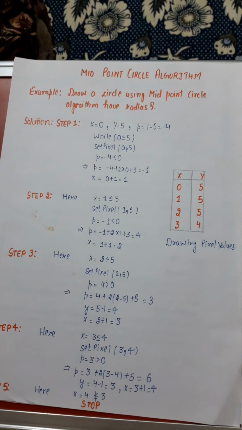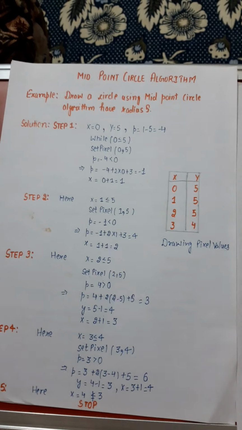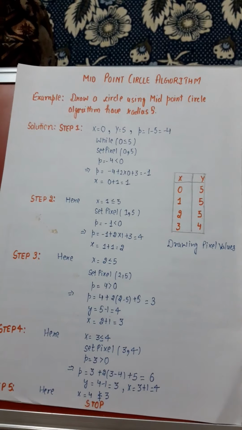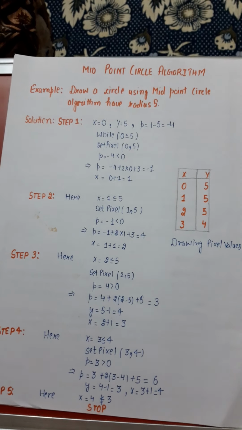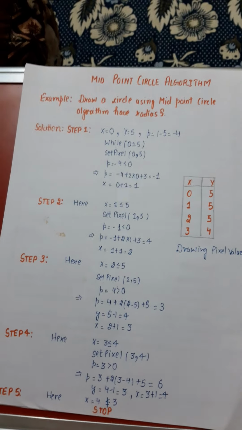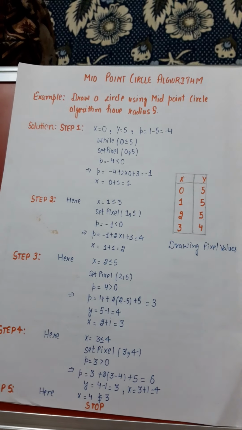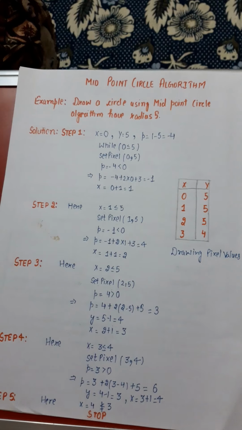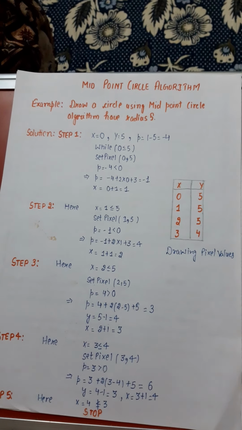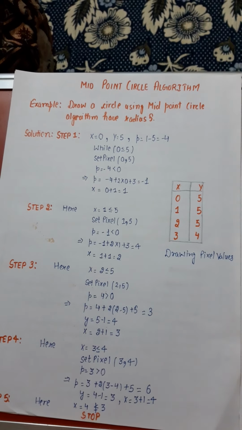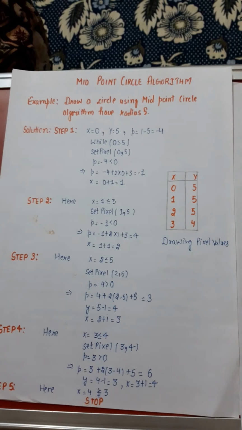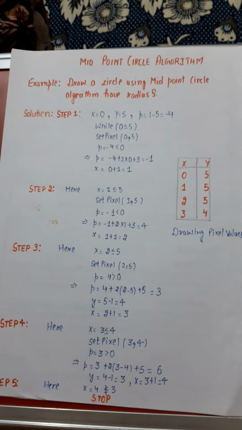Here we see whether the loop should be continued or not. Here x equals 1, which is less than 5. So we set the pixel with the new value of x, y, that is 1 comma 5. And we see the decision parameter, that is minus 1, which is less than 0. So the new p is calculated as p plus 2x plus 3, where x equals 1. So it comes out as 4, and we increment the value of x by 1. So x becomes 2.